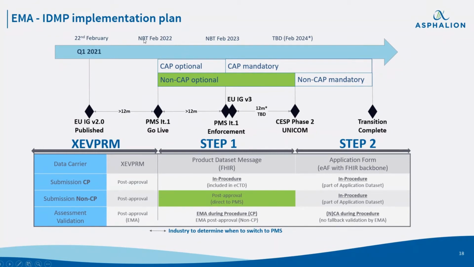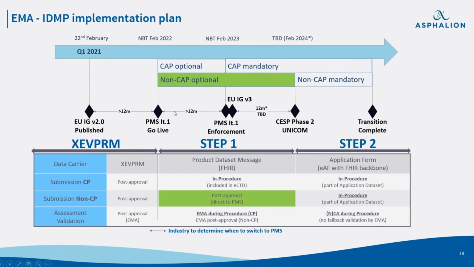Let's just suppose that it will happen in February next year. So this would be the starting point, or the go live, when we can start sending information to PMS. It will be optional for both centralized authorized products and non-centralized authorized products, sorry, not procedures. This is the process we have now. We are still sending on XEVMPD. We will still be sending the information of our products to XEVMPD until the go live.